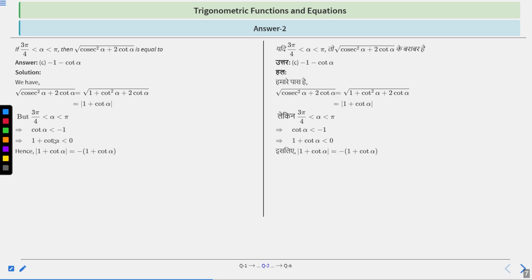Hence, since 1 plus cot alpha is less than 0, mod of 1 plus cot alpha is basically minus of 1 plus cot alpha. Therefore, option C, minus 1 minus cot alpha, is the right choice. Clear? Option C is the right choice. Got it?